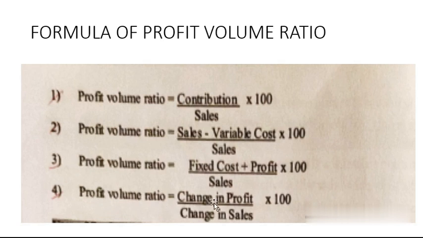Our next, fourth formula is change in profit divided by change in sales. This formula is used when profit for 2 years is given and you need to find the profit volume ratio. You will find the difference, and that will be the change in profit of the 2 years. You take the difference and use this formula. In the same way, in sales also the difference will be taken and you will calculate using this formula.